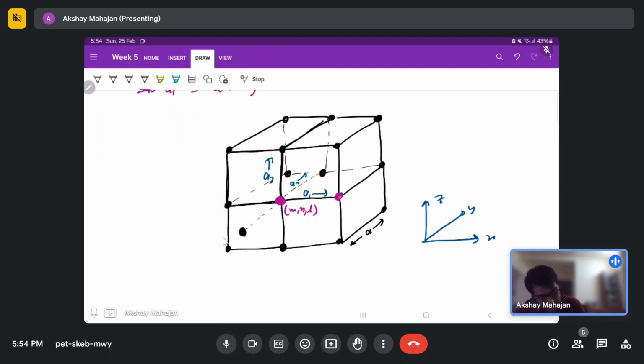One of my nearest neighbors will be this, and its coordinates are going to be m plus 1, n, l. Similarly, I will have another neighbor here, whose coordinates are going to be m minus 1, n, l. Then I will have one neighbor here. Its coordinates are going to be, going in the minus y direction, m, n minus 1, l, and this will be m, n plus 1, l.